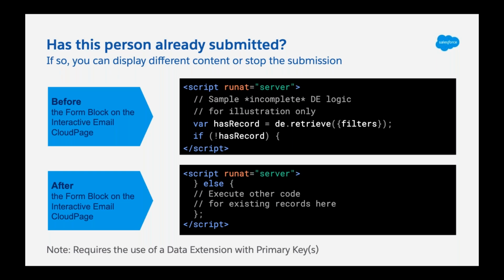If you'd like to do this, try again later, whatever the case may be. So what our if statement here says is, if it doesn't have the record, let's let the form block proceed, write the submission to the data extension. But if it does, let's show them this other content, not let the form block code execute and stop the submission. And so that's one thing that you could consider.